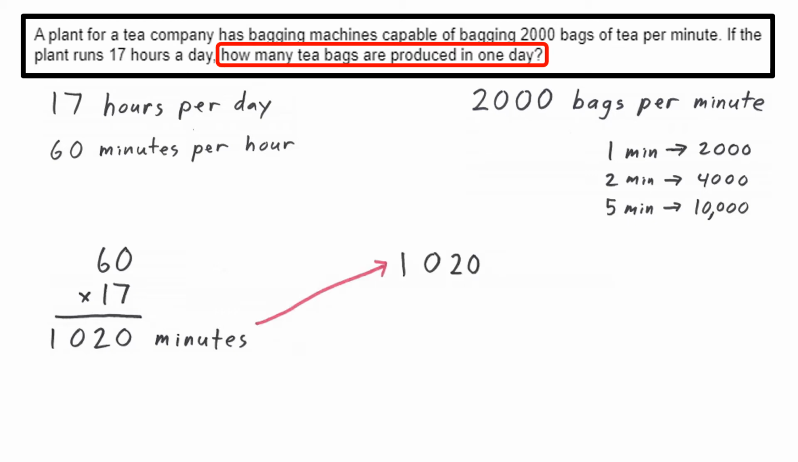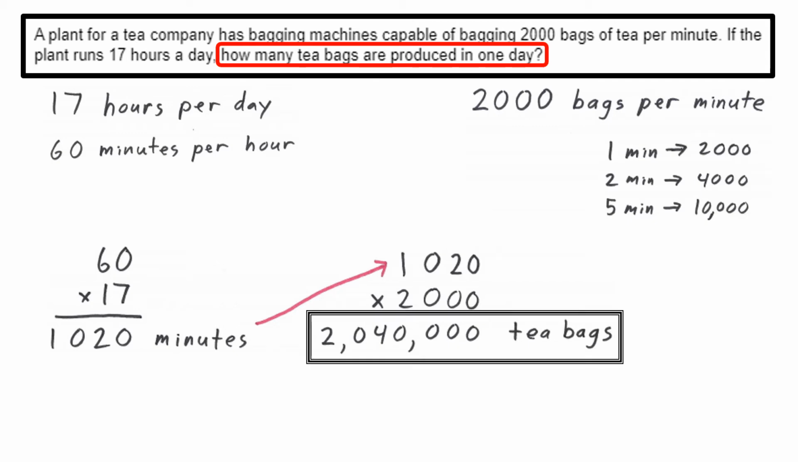If we take those number of minutes and we multiply it by the number of bags that are being produced in each of those minutes, the result is 2,040,000. The units are tea bags, and that's our final answer. In summary, if the company can produce 2,000 bags per minute and they operate for 17 hours per day, they'll be able to make 2,040,000 tea bags in a day.